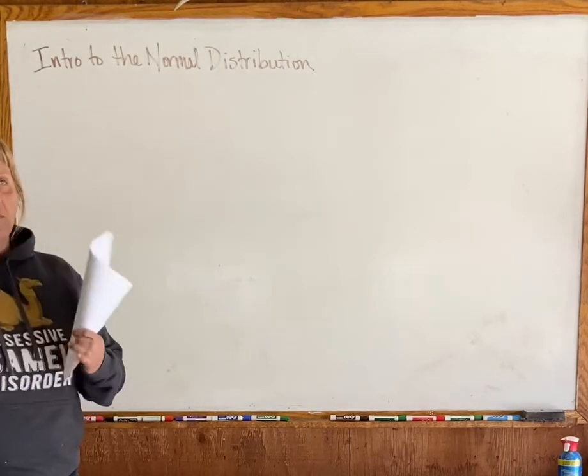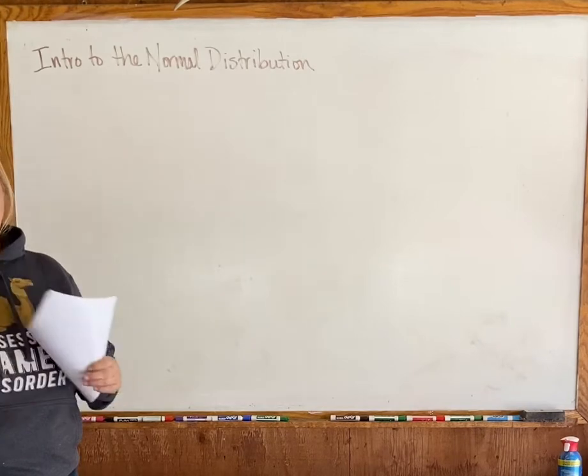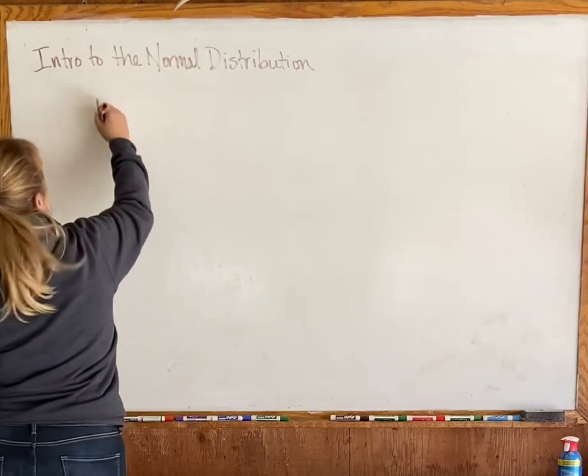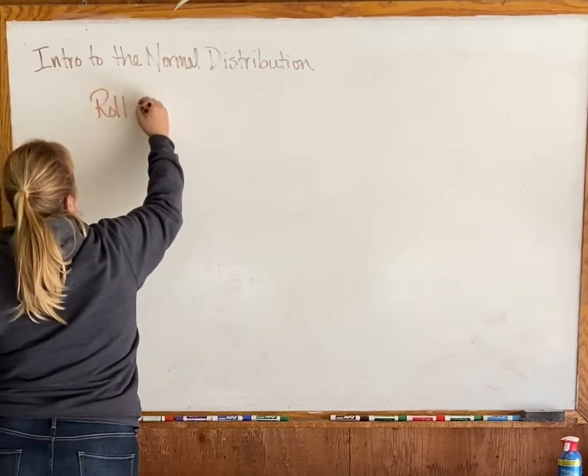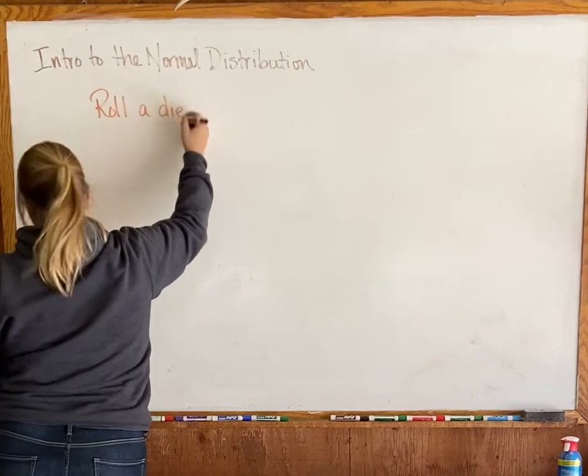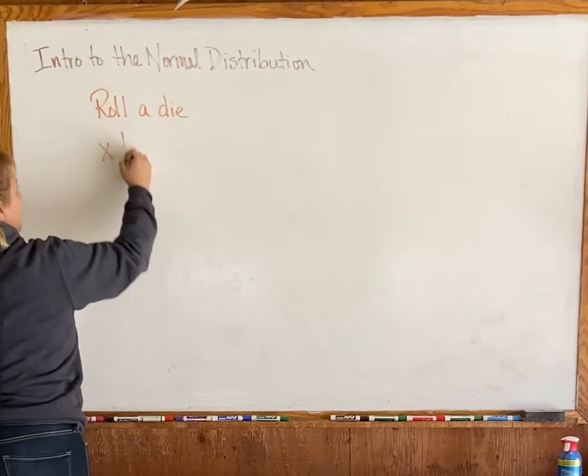One of the examples we did in the last chapter was the rolling the die example. So we're going to start with that, roll a die. And then we're going to make the probability distribution.